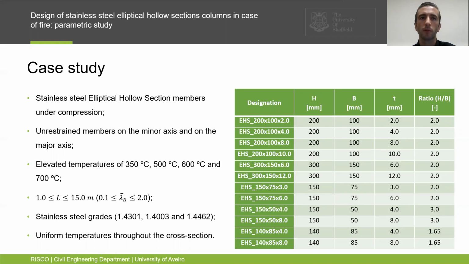Different members' lengths were also analyzed with lengths between 1 and 15 meters, considering this slenderness range. For these 3 stainless steel grades and considering the temperature uniform throughout the cross-section.